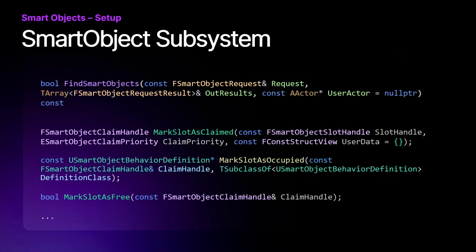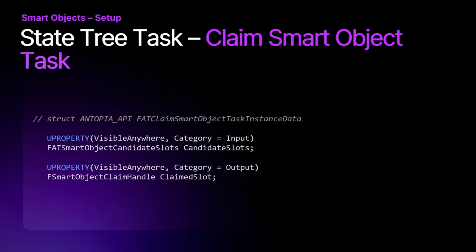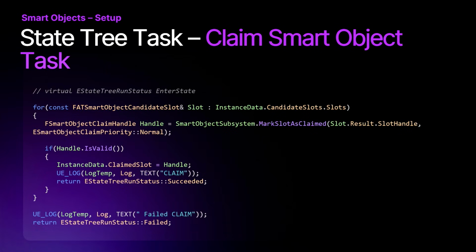So to create tasks for ants to use them, basically we need to create corresponding input and output in the instance data of the task, and just call the function shown here in the task implementation. For example, if you want to claim a smart object, you'll need to have the smart object candidate slots and smart object claim handle stored inside the instance data. Then in the task implementation part, you will just simply call mark slot as claimed from the smart object subsystem.